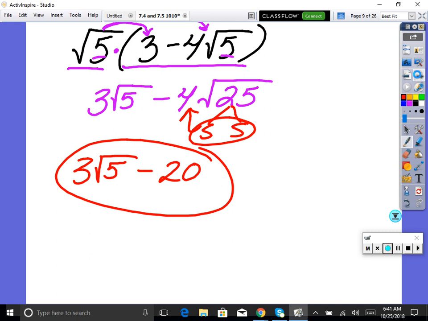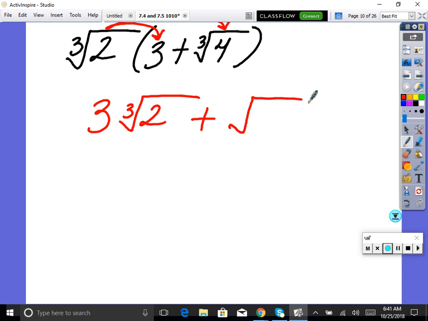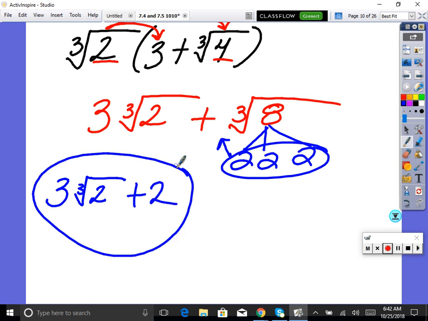So we'd be done. So another one like that, we have cube root of 2 times 3, so that'd be 3 cube roots of 2. Then this times this, we'd have plus the cube root of 4 times 2, which is 8. Then you just check, do any of my radicals simplify? This one doesn't, but this one does, because we know that's 2 times 2 times 2, so we'll pull out a 2, and the radical's gone right there. So we have 3 cube roots of 2, and we have plus 2, which you can't combine those two things.